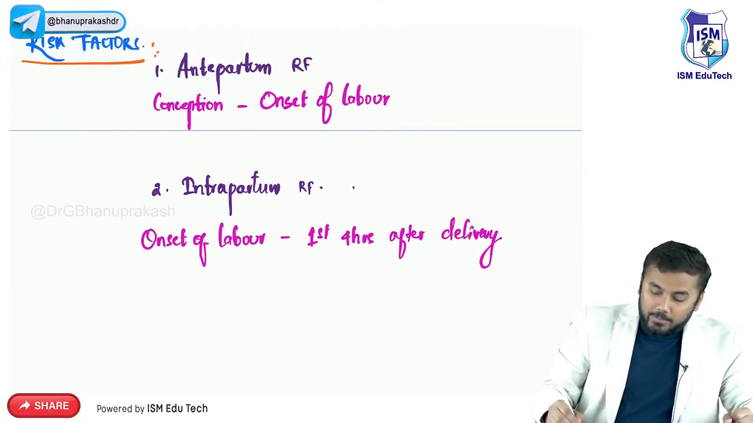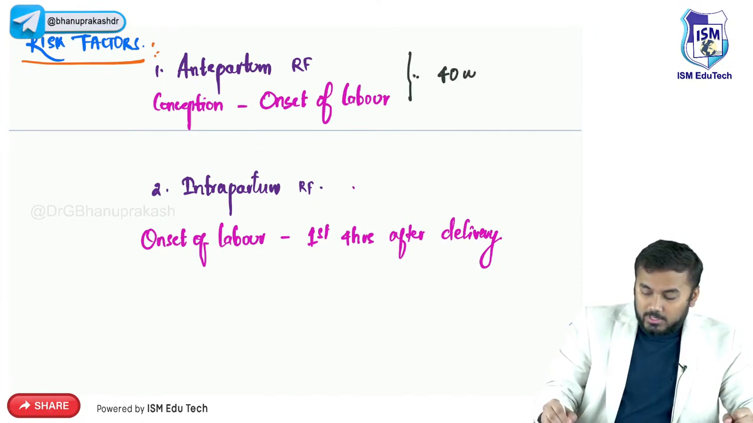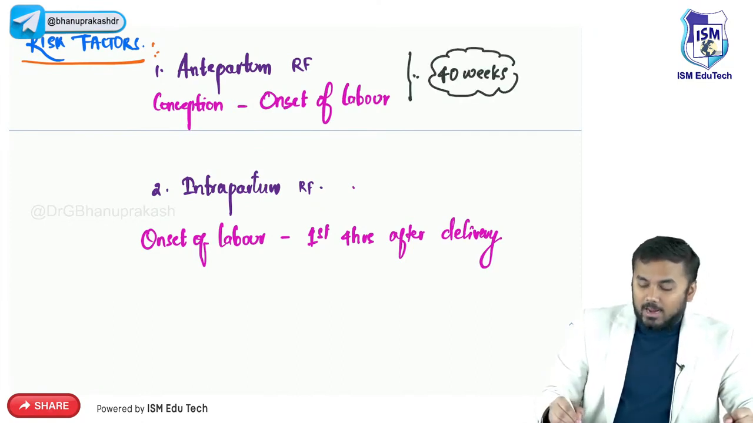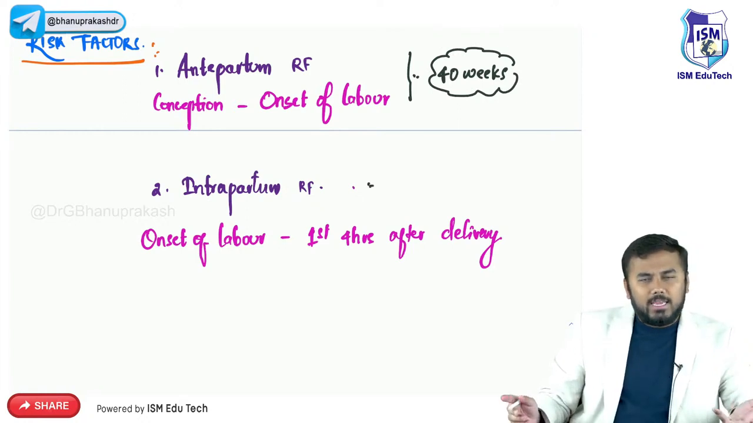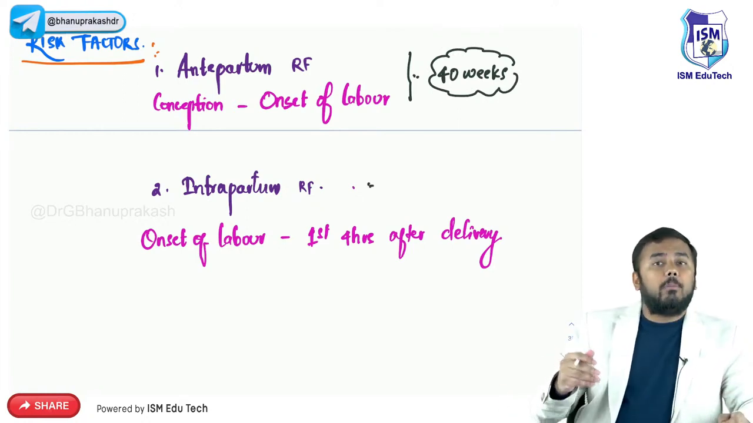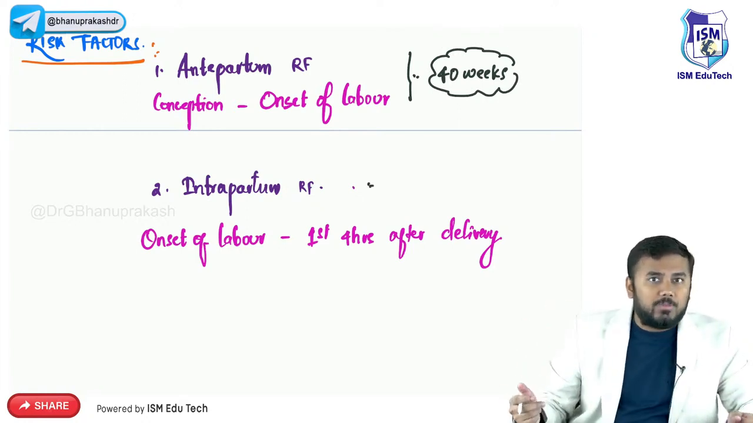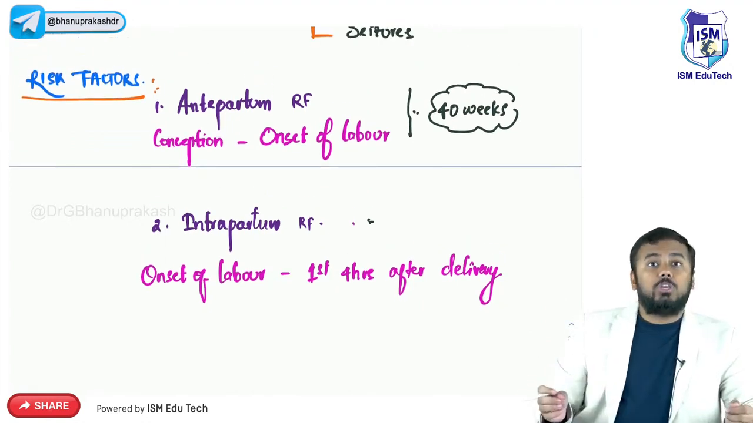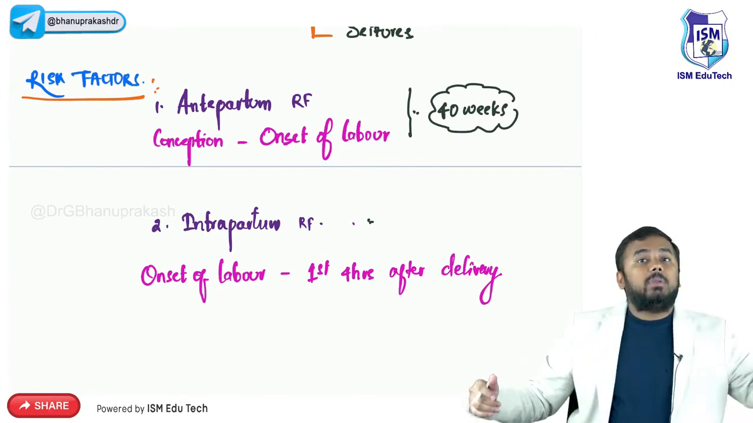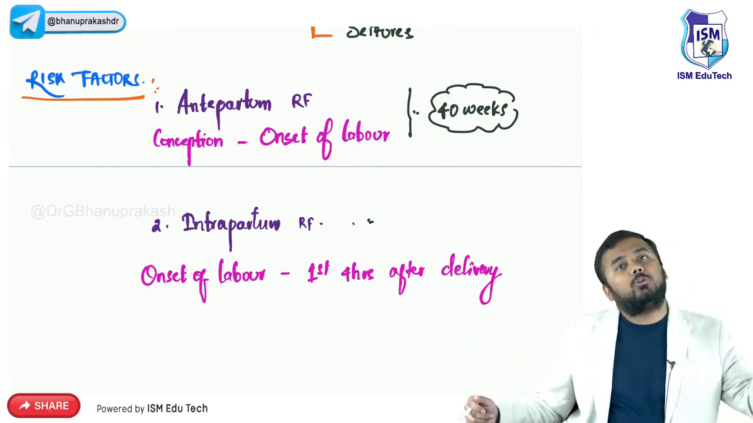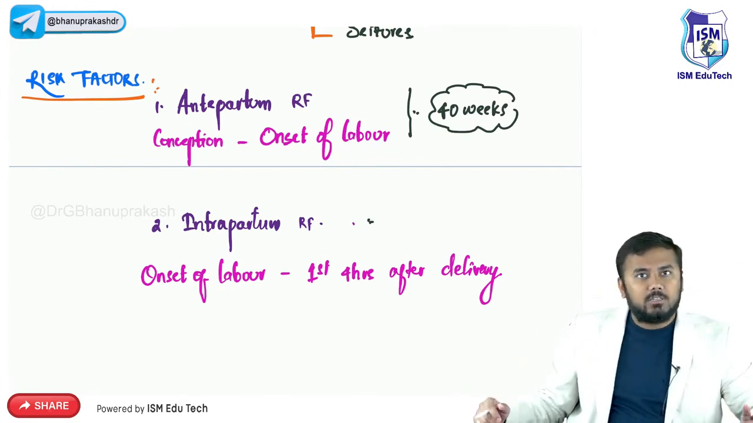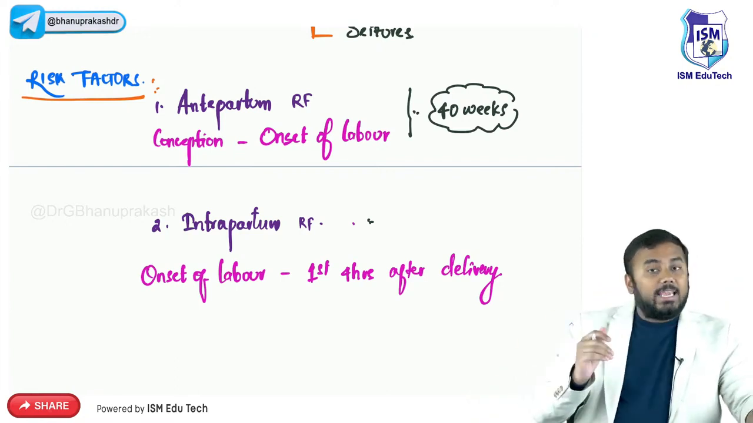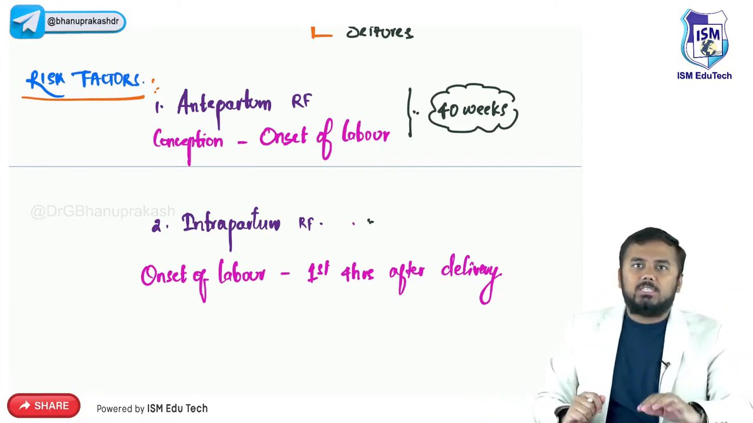So antepartum is almost around 40 weeks and intrapartum is just a few hours. Now tell me, which will play a major role in causing hypoxic ischemic encephalopathy or neonatal encephalopathy? Antepartum will cause it, because in this 40 weeks of time, anything can happen which can lead to reduced blood supply to the fetus. Yes or no? So what is that anything which will happen? We shall discuss one by one.